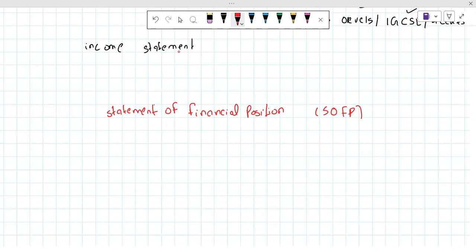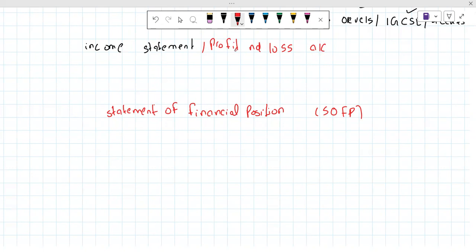It was previously known as the trading and profit and loss account. Income statement is a new name, basically for the profit and loss statement, the profit and loss account. So this is the new name of the income statement.